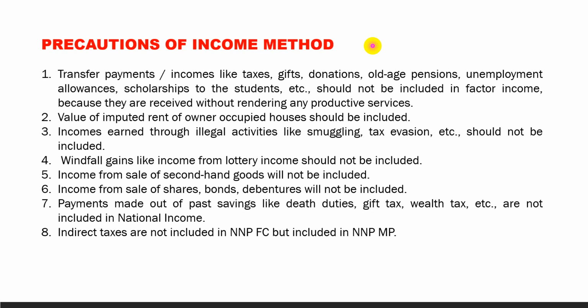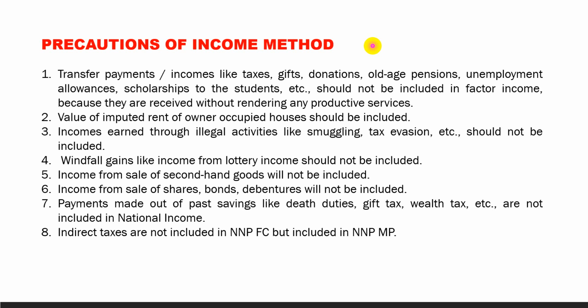Windfall gains like income from lottery should not be included because there is no current flow of goods and services for such transactions. Income from sale of second-hand goods will not be included because these were originally included. Income from sale of shares, bonds, debentures will not be included because these are the mere transfer of papers. There is no corresponding production of goods and services in the economy.